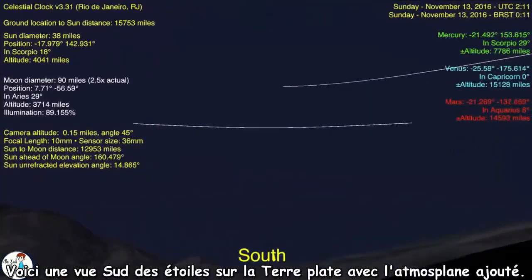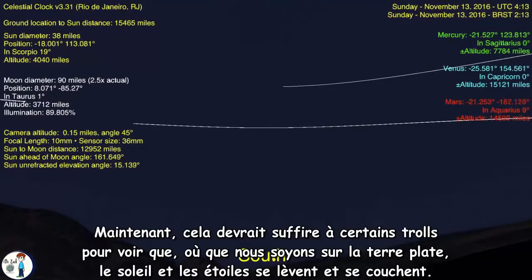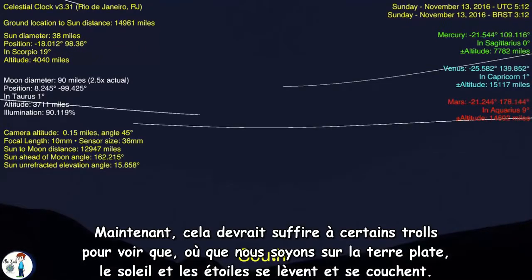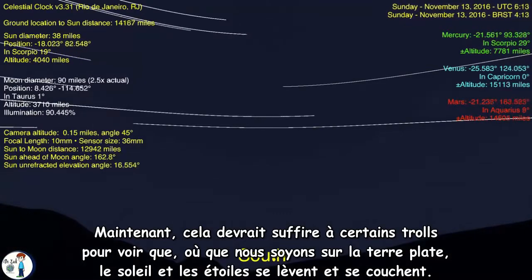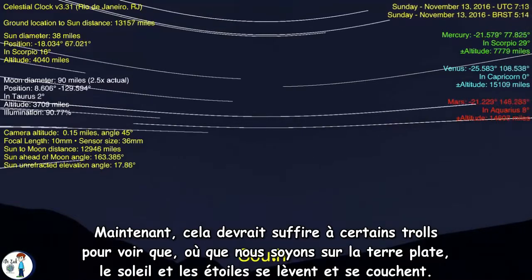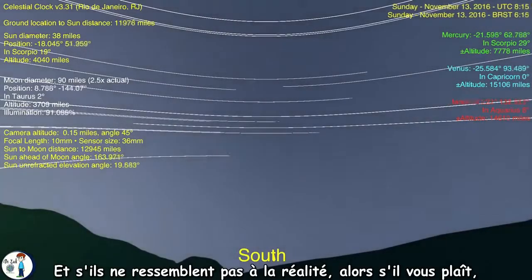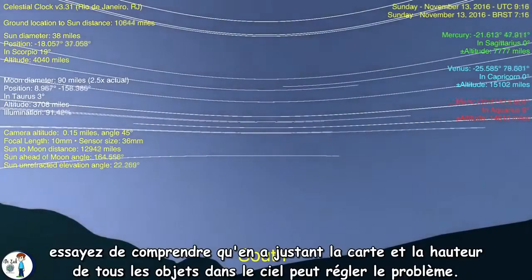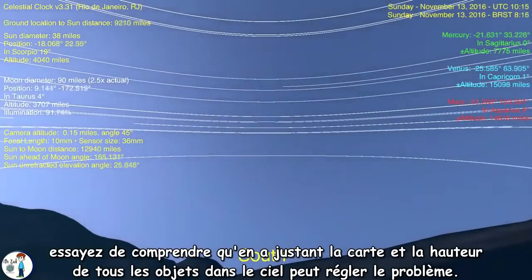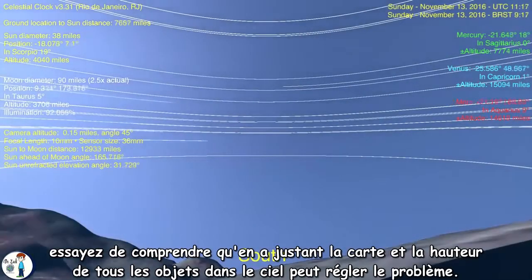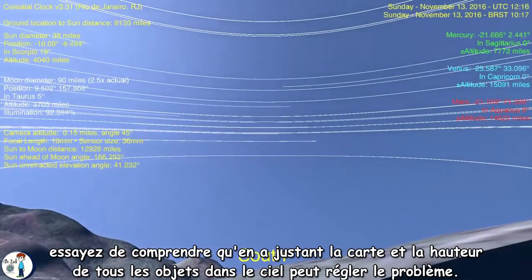Here is a south view of the stars on the flat Earth with the atmosphere added. Now this should be enough for some trolls to see that wherever we are on the flat Earth, the sun and the stars will rise and set. And if they don't look like real life, then please try to understand that adjusting the map and the height of all the objects in the sky can fix the problem.